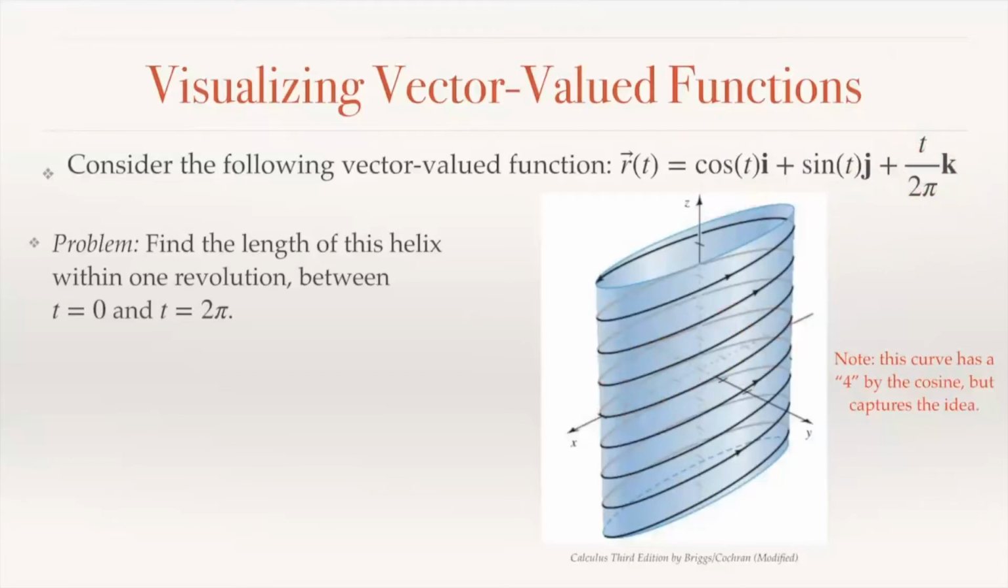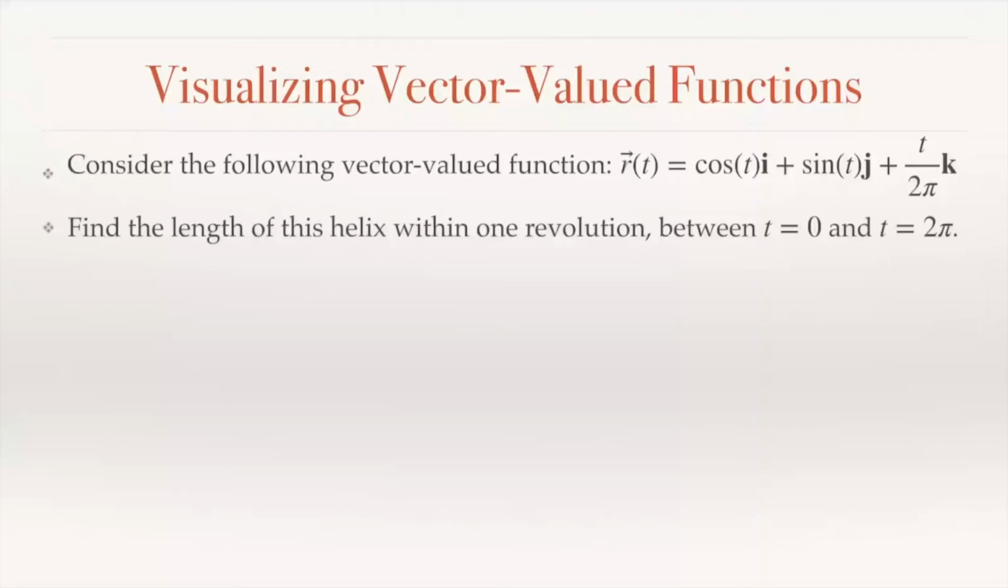So let's find the length of this helix within 1 revolution, so between 0 and 2 pi. So in other words, it's finding this length that's beginning at t equals 0, going up to t equals 2 pi. And again, this picture has a 4 by the cosine, but it captures the idea. Just imagine that that's a circle in the projection, and we're going up by 1 over a difference of 2 pi in t.